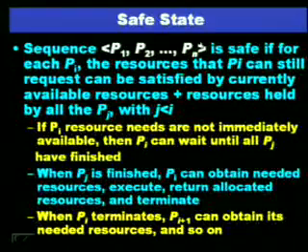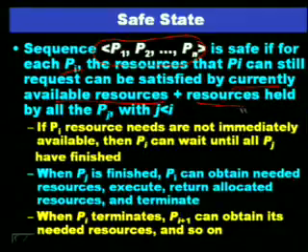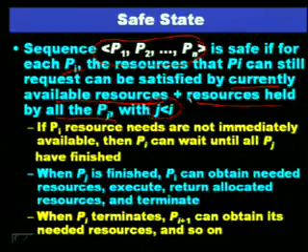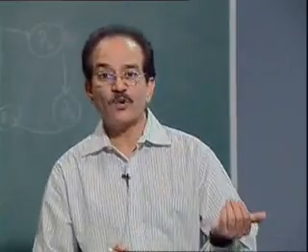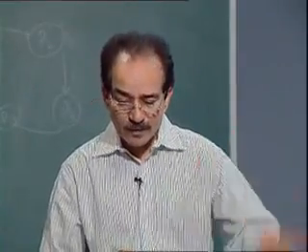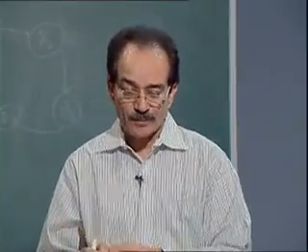Let us say this is my sequence of execution. Now, what does it mean? For each P i, the resources that P i can still request can be satisfied by the currently available resources plus the resources held by all the processes P j, where j is less than i. Whatever are the earlier processes, they are the ones who are holding the resources, and my requests can be taken care of by the available resources and the resources held by those processes.